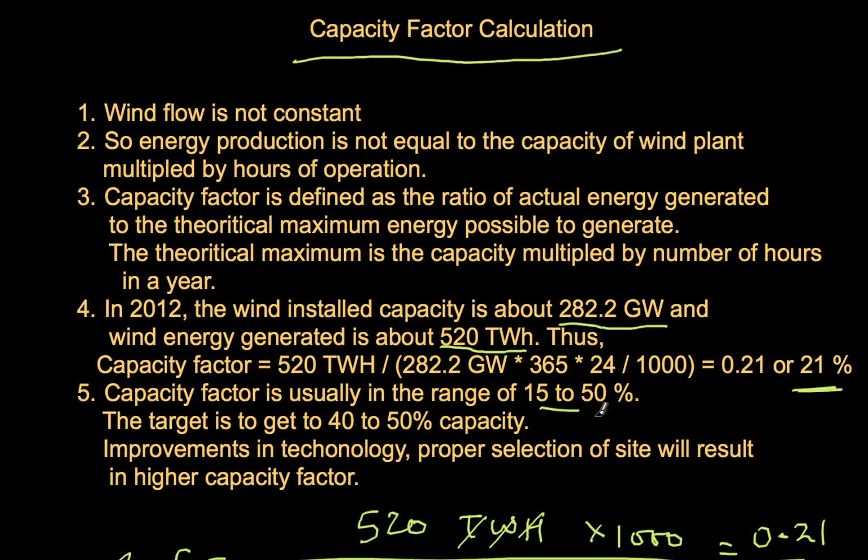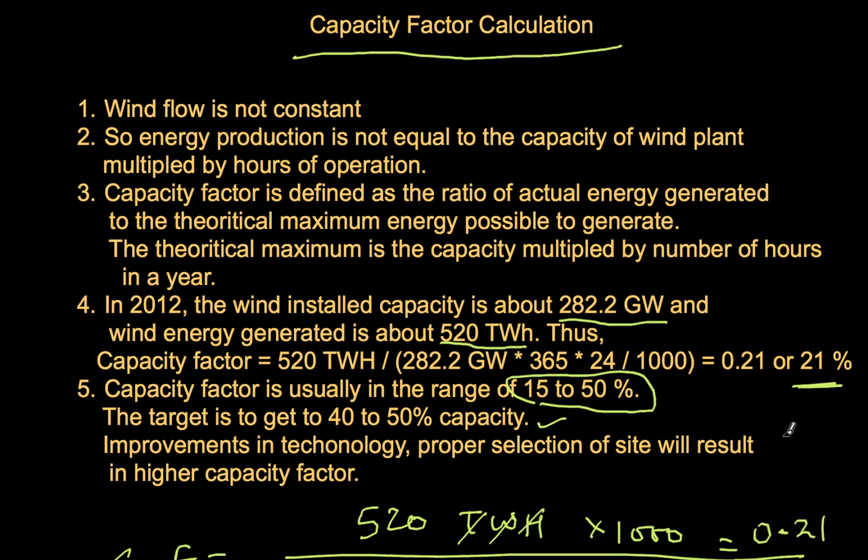It is usually between 15 to 50%. Right now it is 21%, and the target is to get 40 to 50% capacity utilization. Improvements in technology, proper selection of the site, etc., will result in a higher capacity factor. So these are the things.